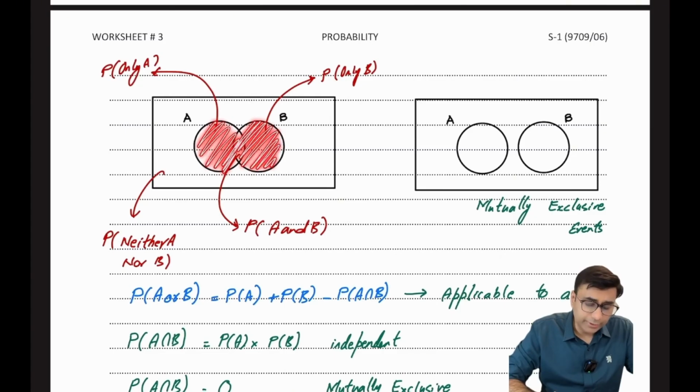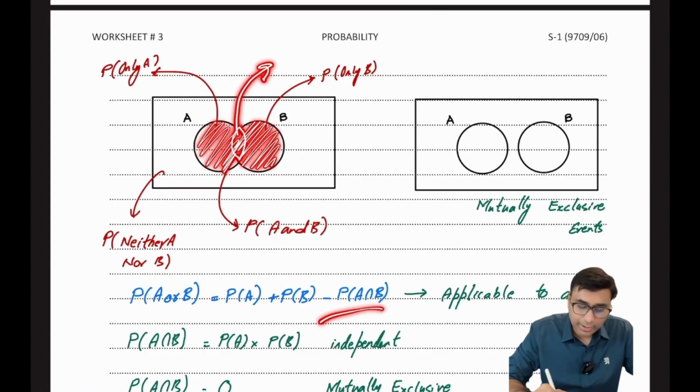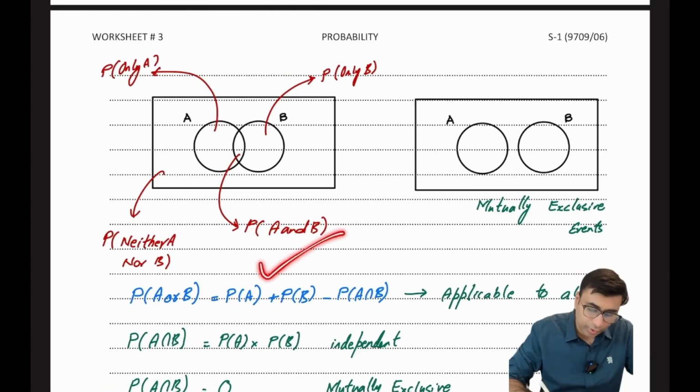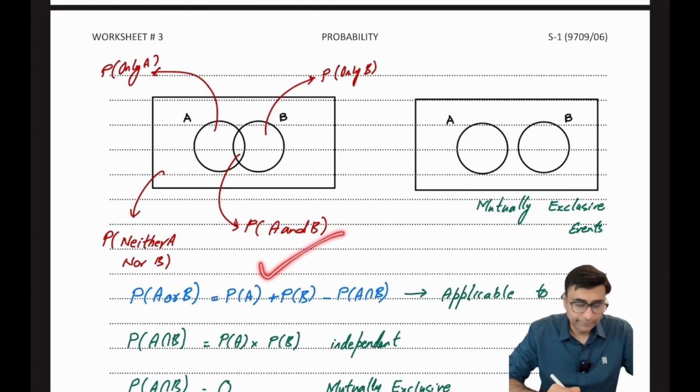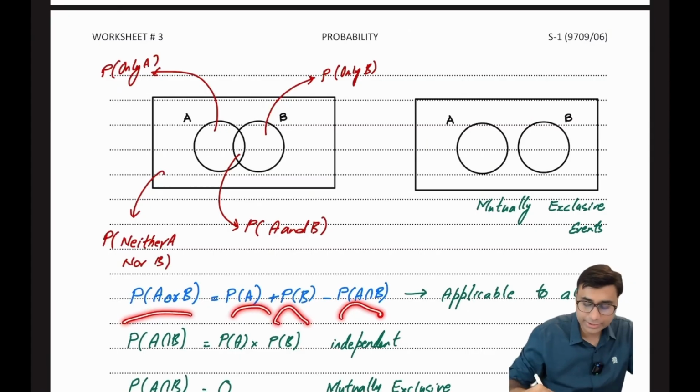But you would notice that when you do probability of A plus probability of B, the intersection of these events is being added twice. So you have to subtract the probability of A intersection B. This is a very universal formula that you can use in all situations: the probability of A or B is equal to the probability of A plus the probability of B minus the probability of A intersection B.